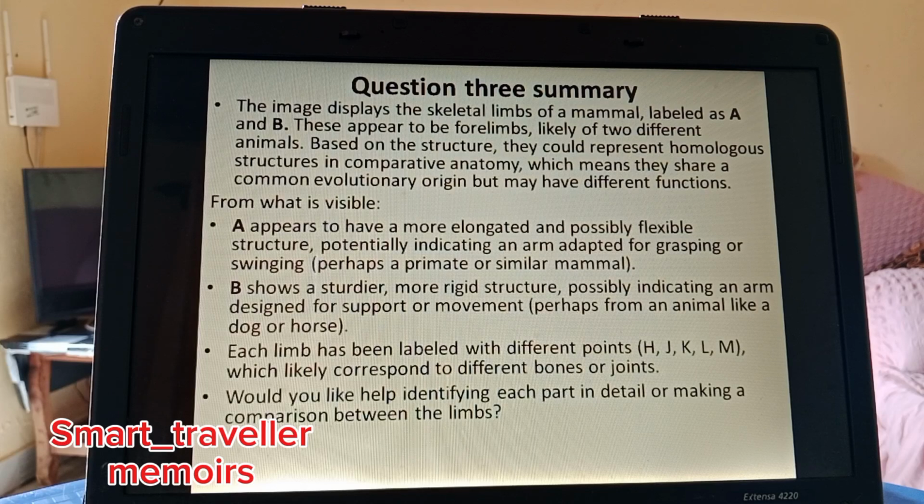Would you like help identifying each part in detail or making a comparison between the limbs? Go and read your textbooks further.